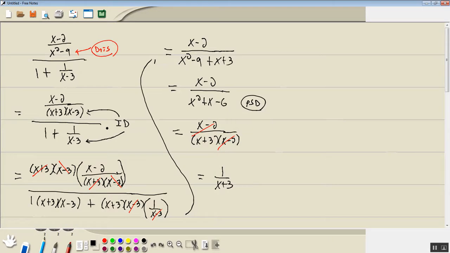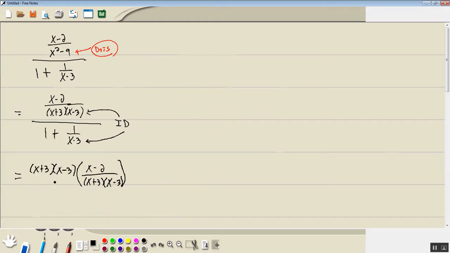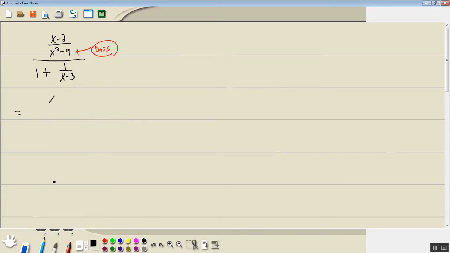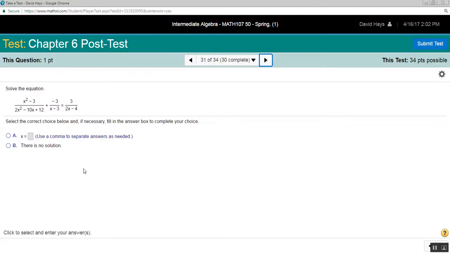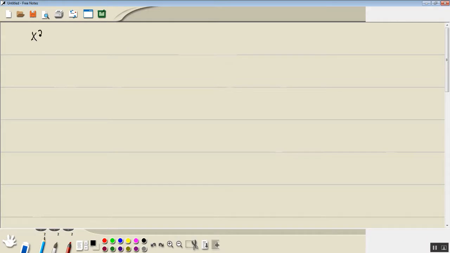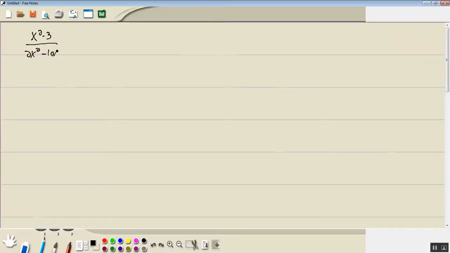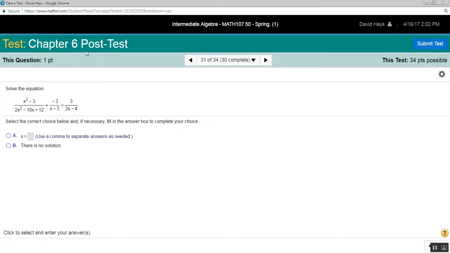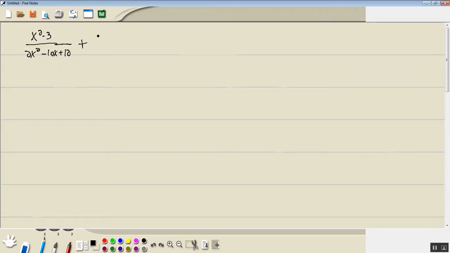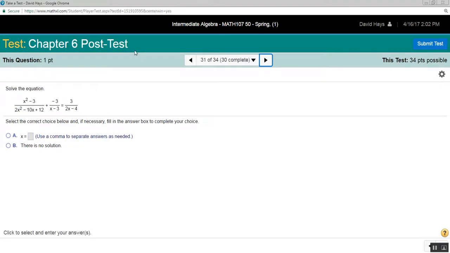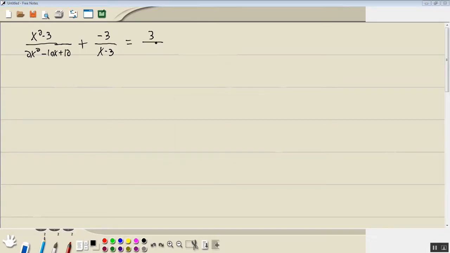I want to solve this equation. So we're going to have x squared minus 3 over 2x squared minus 10x plus 12 plus negative 3 over x minus 3 equals 3 over 2x minus 4.